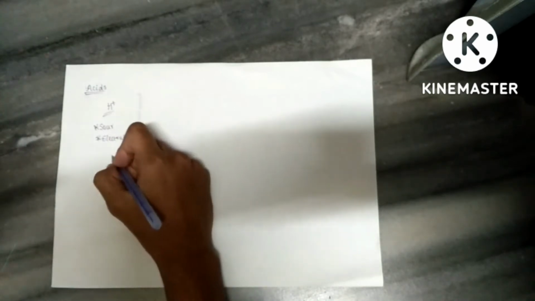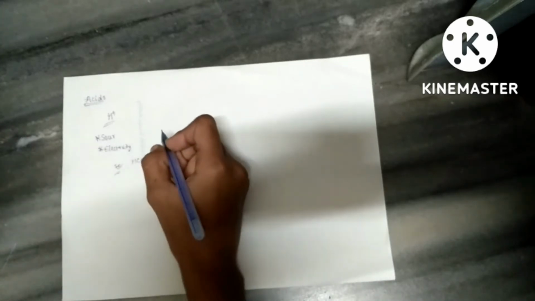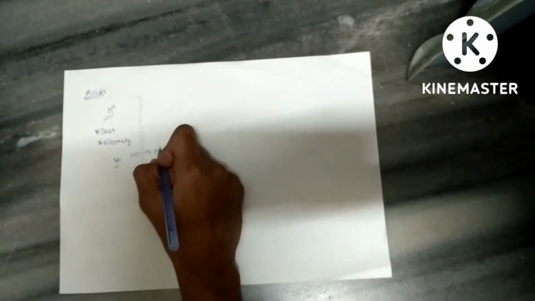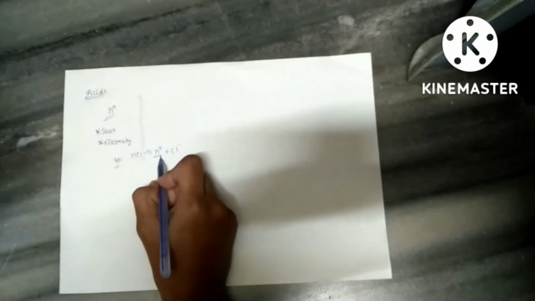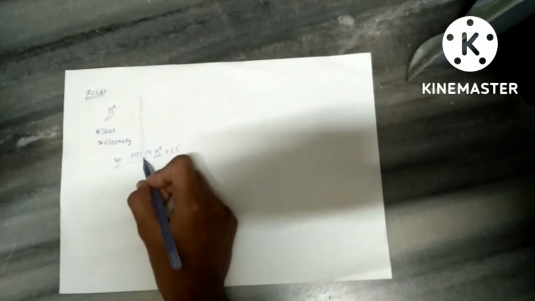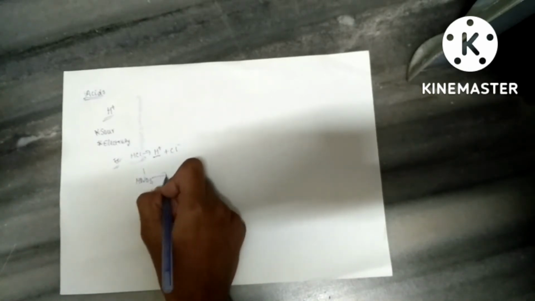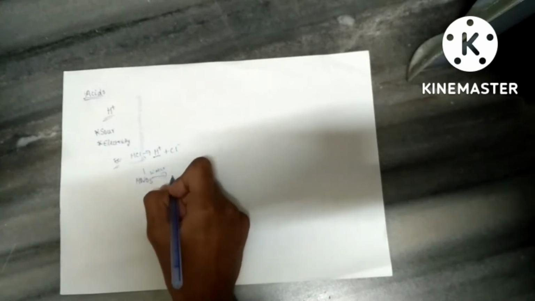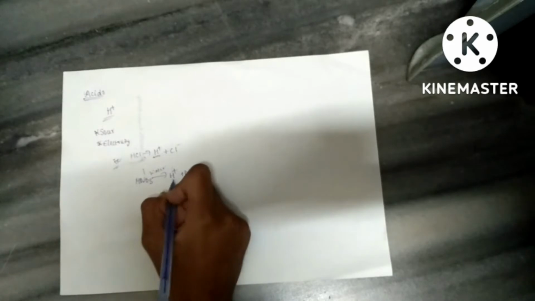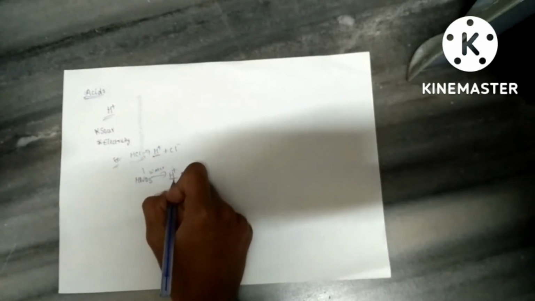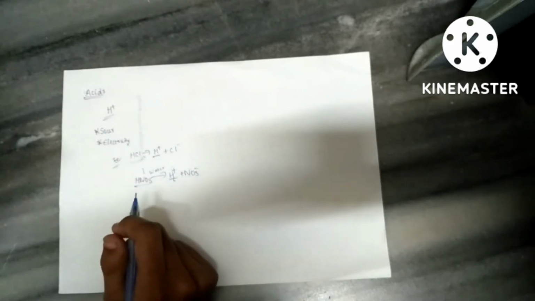Example for acid is HCl. When HCl dissolves in water, it produces H plus and Cl minus ions. As it is producing H plus ions, HCl is an acid. Another example, HNO3. When it dissolves in water, it produces H plus and NO3 minus ions. As it is producing H plus ions, HNO3 is an acid.